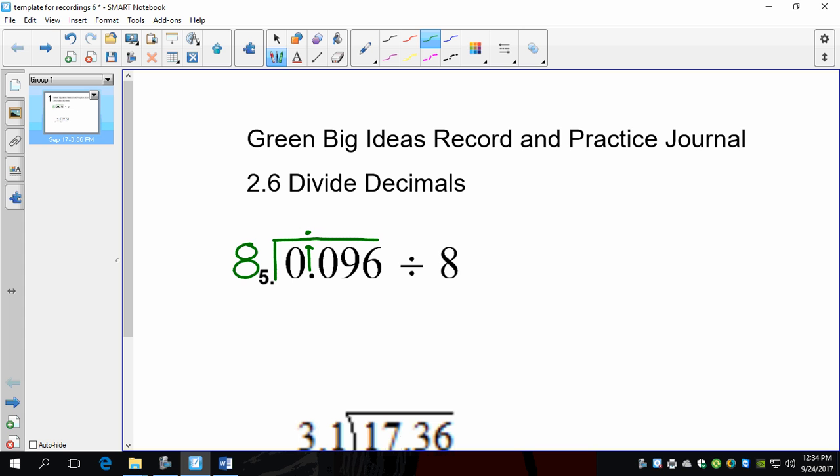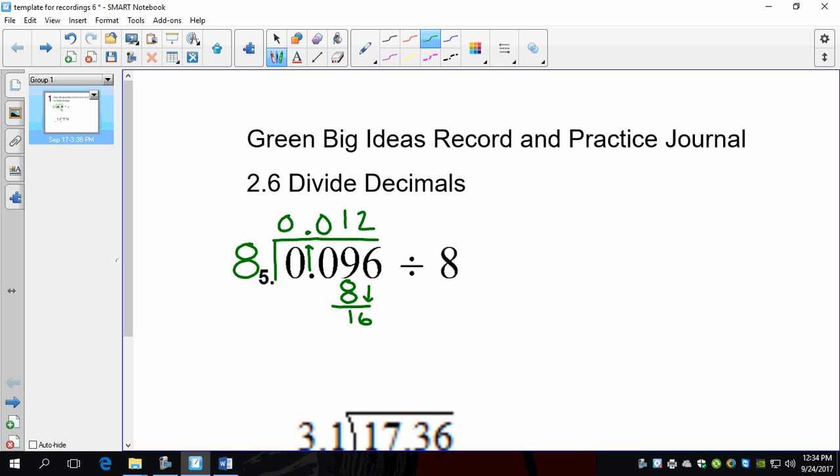8 goes into 0 0 times. 8 goes into 0 0 times. 8 goes into 9 once. I'm going to put an 8 here and subtract. I'm going to bring down my 6. 8 goes into 16 twice. I get the answer 0.012. That would be 12 thousandths.